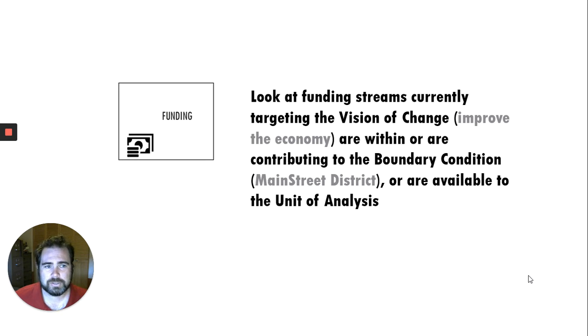Funding looks at the funding streams currently targeting the vision of change, within or contributing to the boundary condition, or available to the unit of analysis. Funding includes things like state, regional, and federal grants, banks, VCs, or other investment firms. Any capital available to the area would be included in the funding block.